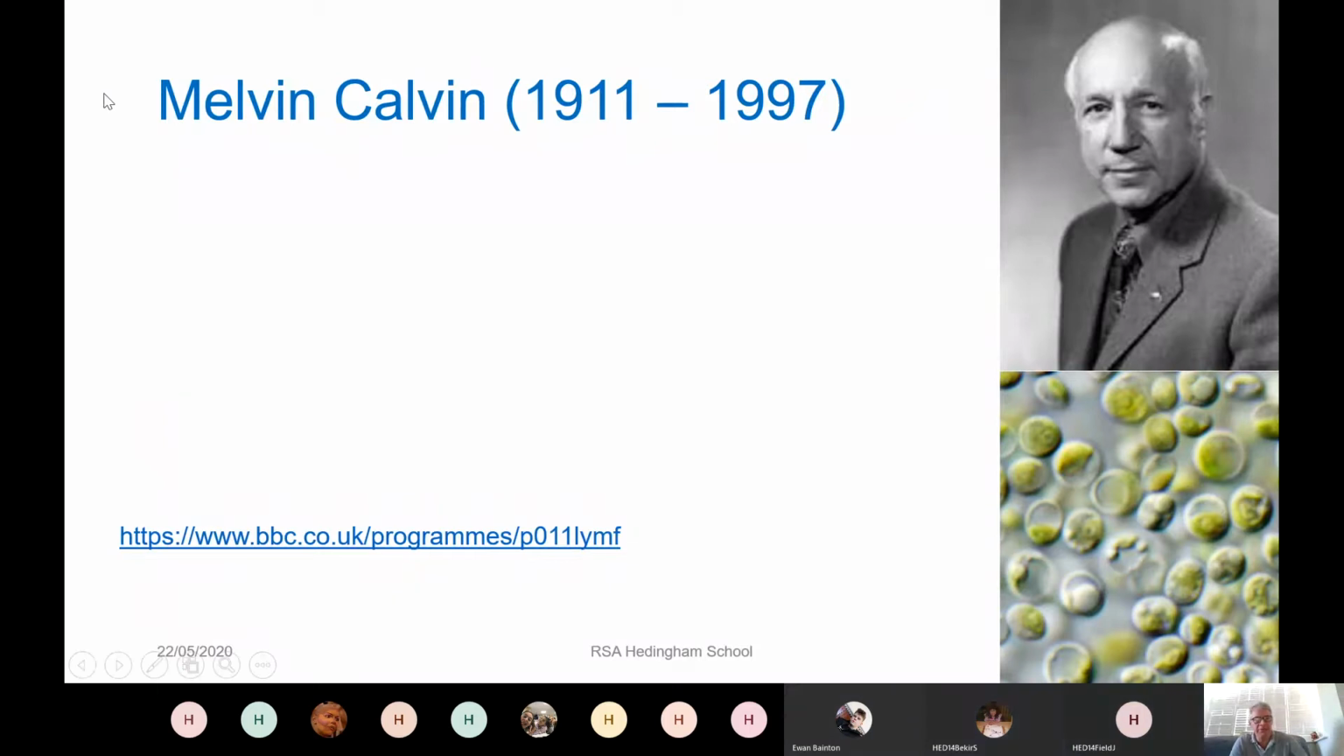I've known about the Calvin cycle for lots of years, but only last year did I find out that his first name was Melvin, and I just found it amusing. So I thought I'd give you a little bit of a bio for him.